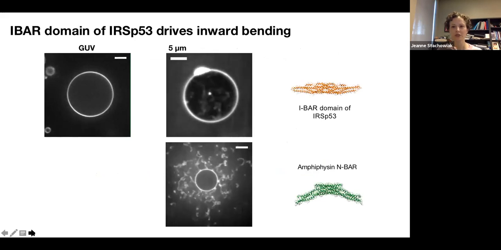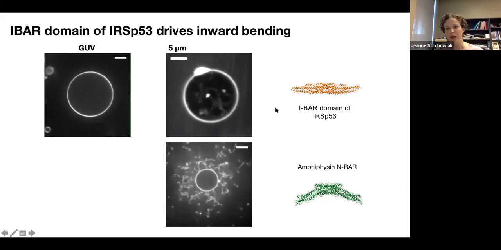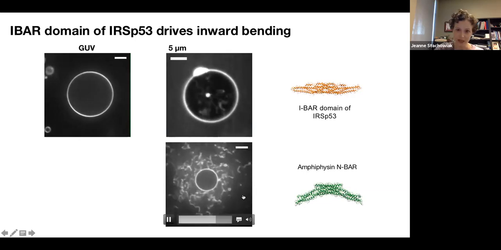So first, the control experiments here. So these are giant unilamellar vesicles. They're big spheres of lipid that are just one layer thick. And this is what they look like before you add any protein to them. And if you expose them to the I-bar domain, it'll bind the surface and generate all these inward tubules. And then in contrast, if you expose them to the N-bar domain, the one we were just talking about, it'll bind to the surface and give you all these outward tubules. So then what's going to happen with our chimera?